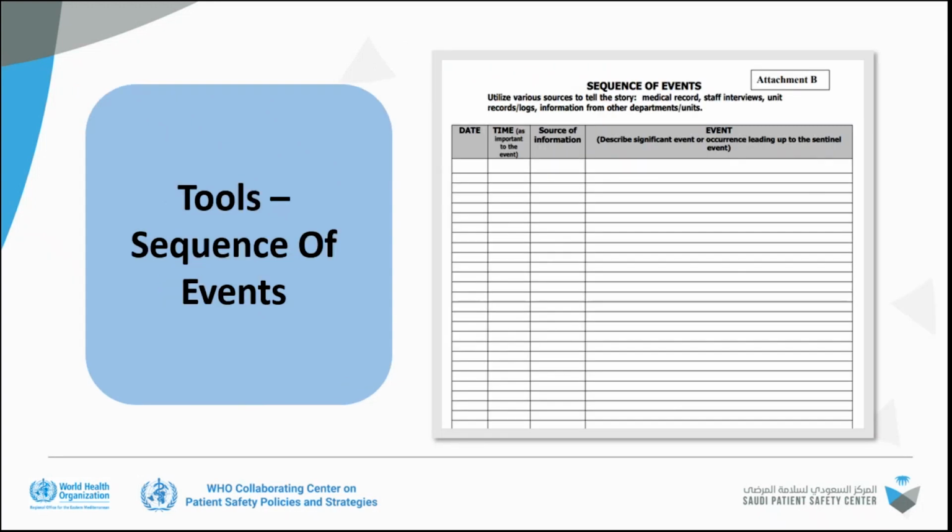Another tool is the sequence of events. You can write the events in a chronological way with the date and the time and the source of information, so that it will be easier to dissect the event exactly and what happened at that specified time.